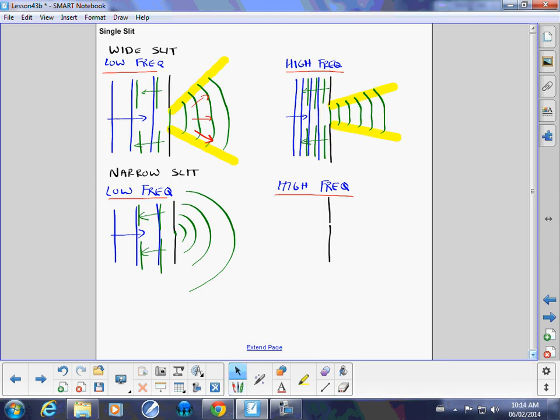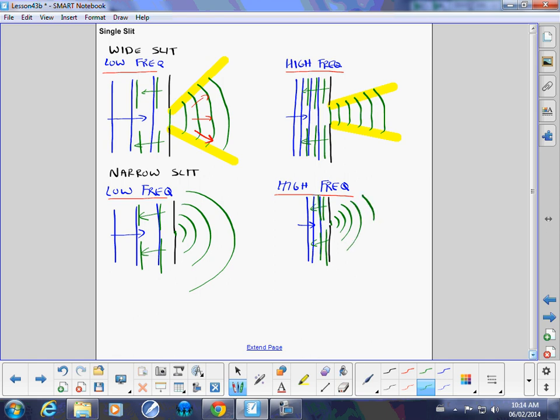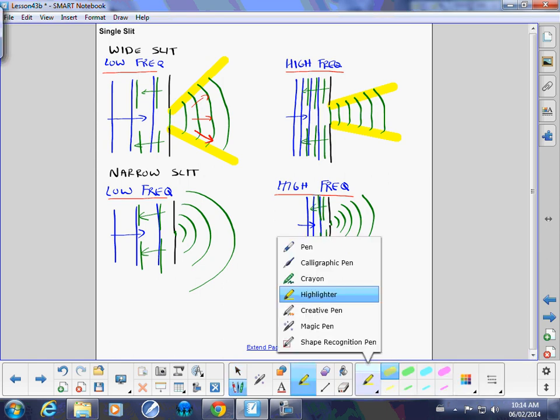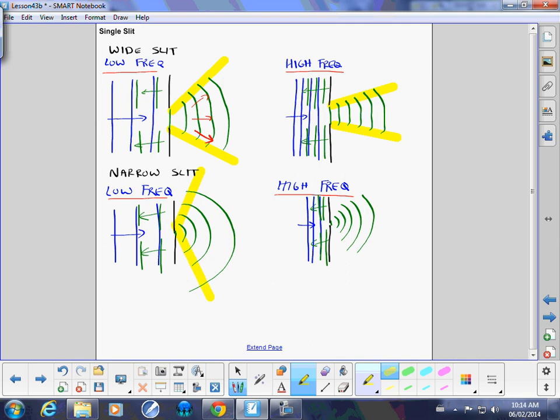High frequency though, I'll exaggerate this a little bit, like this, and then you get your reflection. And the high frequency will spread out, not as much though. It will spread out more than it did above through the wider slit, but the low frequency will still spread out more than the high frequency will.